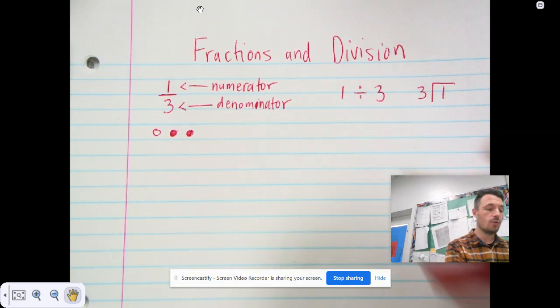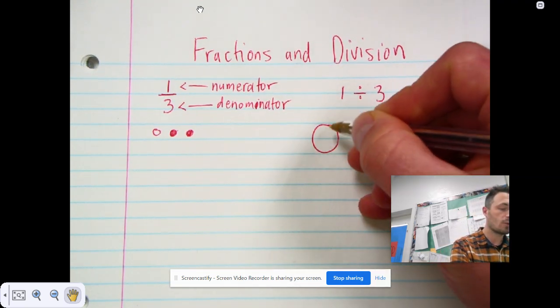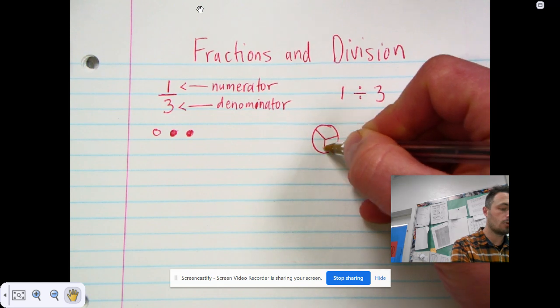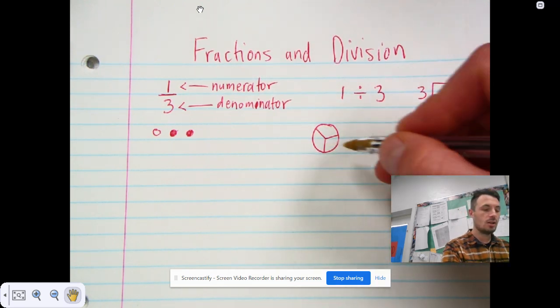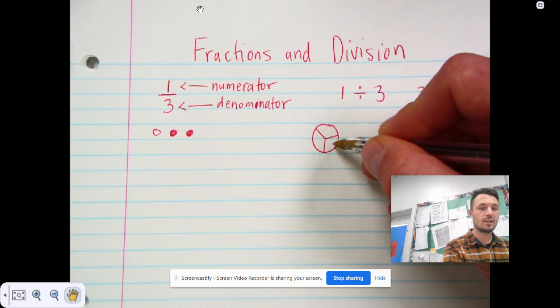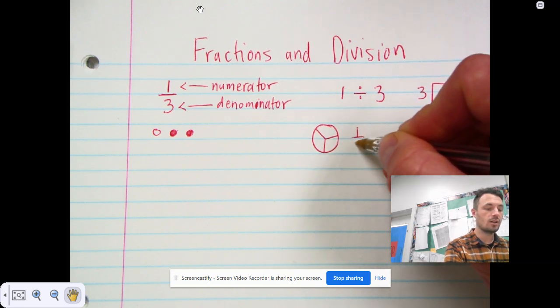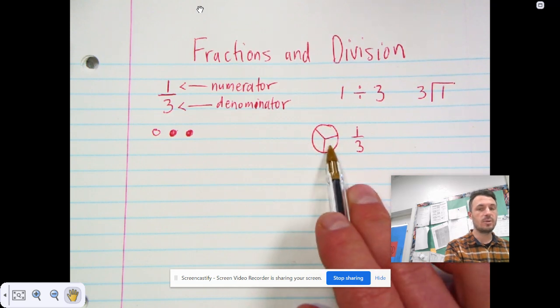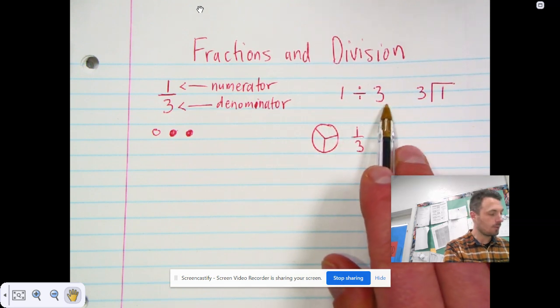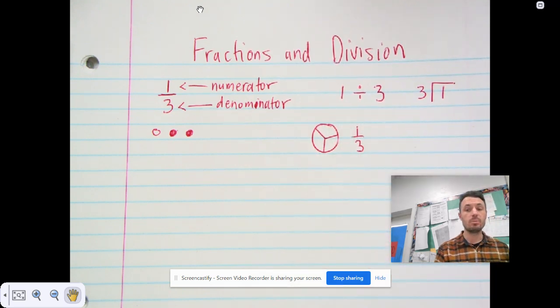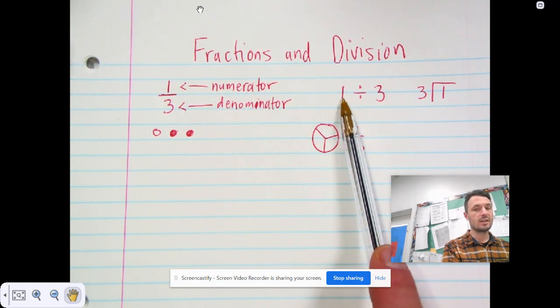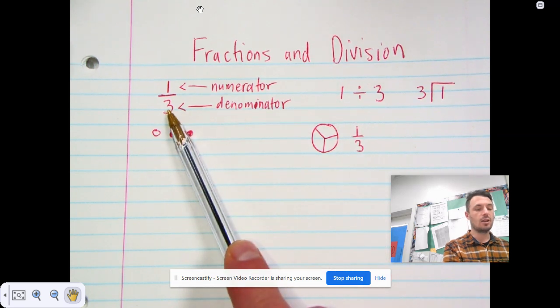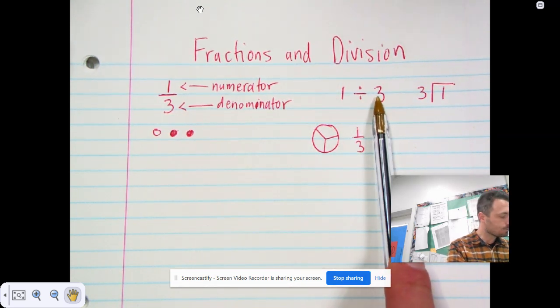Like if there was 1 pizza and 3 people shared that 1 pizza, each person would get 1 of the slices. So that means each person would get 1/3, and that's 1 whole pizza divided into 1, 2, 3 pieces, or 1 divided by 3. So that's why fractions also mean the same thing as division. The numerator is always the dividend, and the denominator is always the divisor.